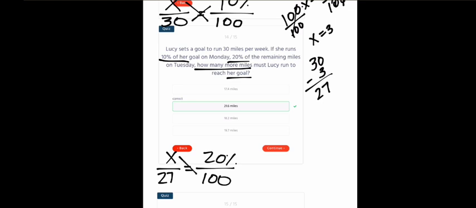Now that I have the two fractions equal to each other, I can cross multiply. 100x equals 27 times 20. 27 times 2 is 54. And I'm going to add that extra 0 from the 20. So I'm going to divide by 100.